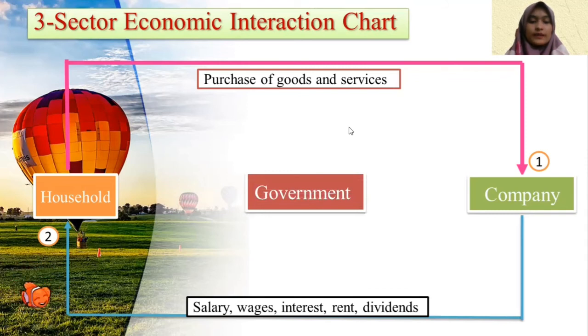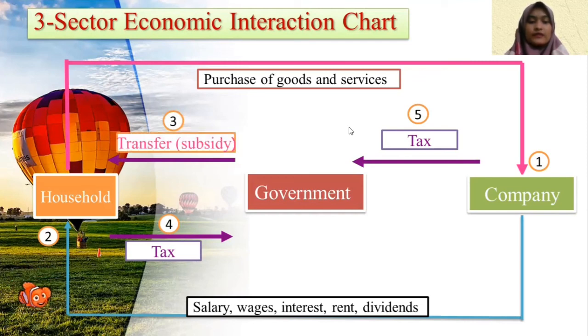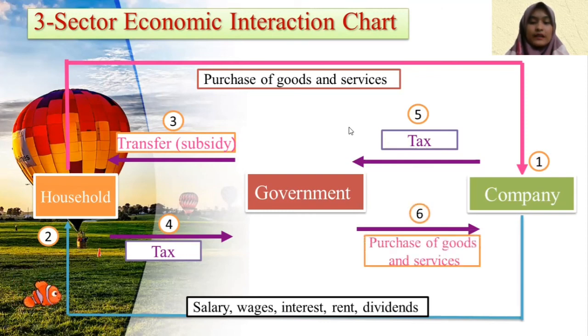The existence of the government role in the three-sector economy makes the interaction between economic actors more complex. Lines 4 and 5 show government income comes from tax paid by household and company. Meanwhile, the activity shown in line 3 is intended for household in the form of transfer, subsidy, such as gas direct assistance, and line 6 is intended for the company sector in the form of purchasing goods or devices that are government expenditure.